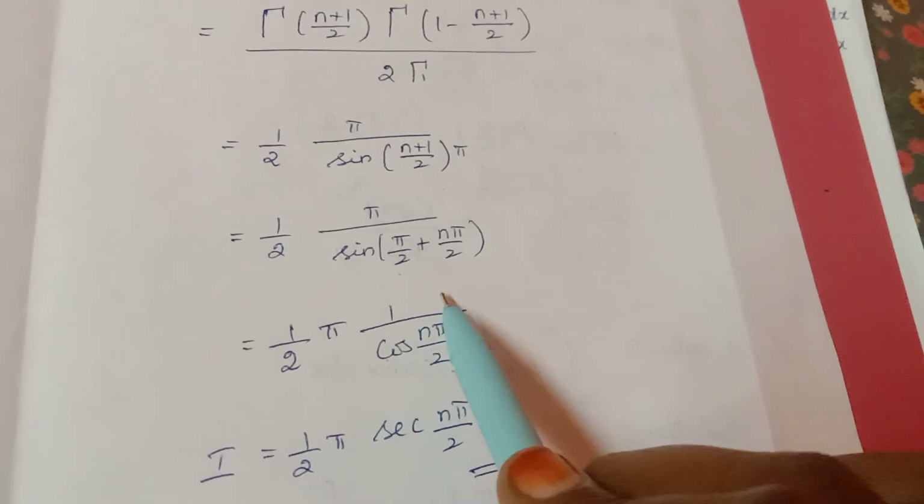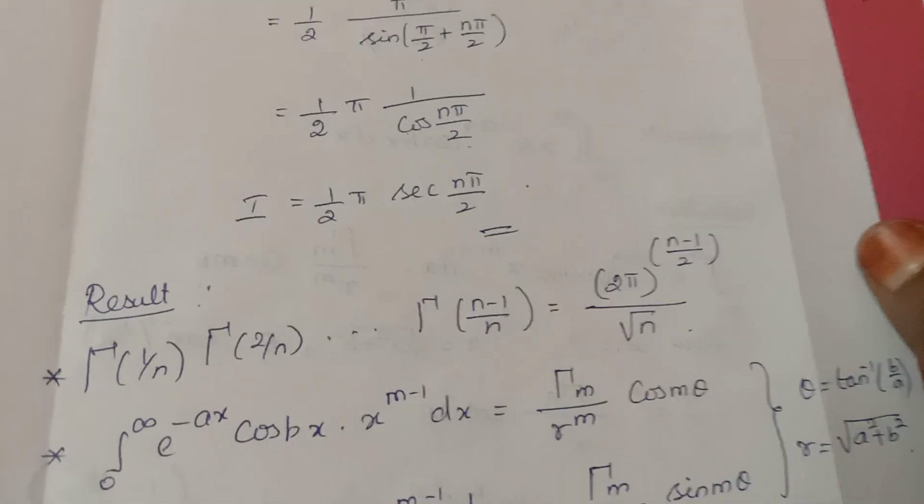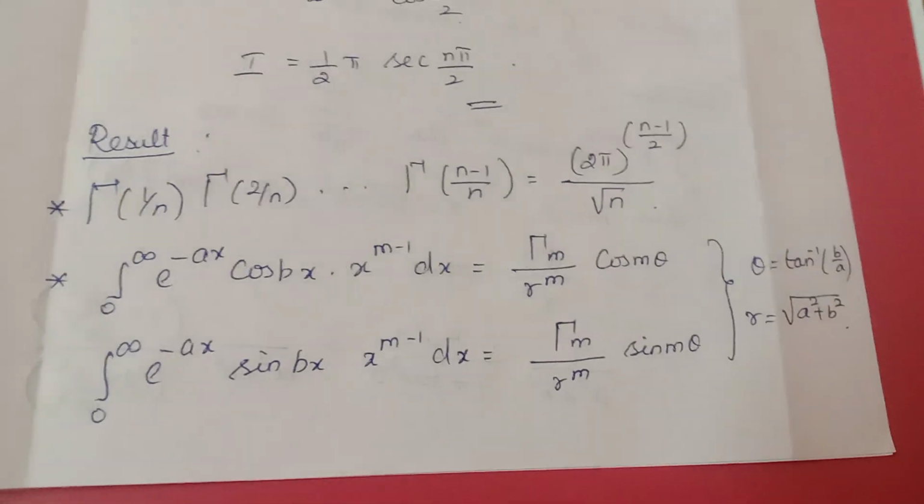So cos of n pi by 2, if you bring it to the numerator, it will be what? Secant n pi by 2. So the answer is 1 by 2 pi secant n pi by 2. Okay, then two more results let me explain you here.